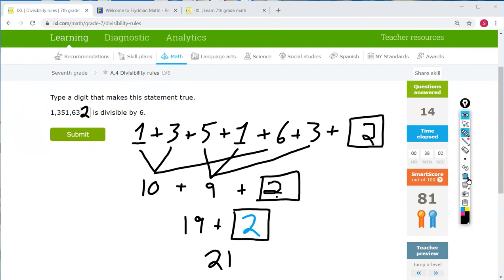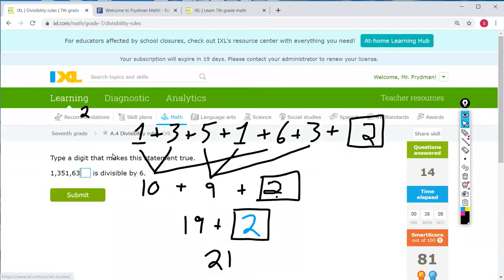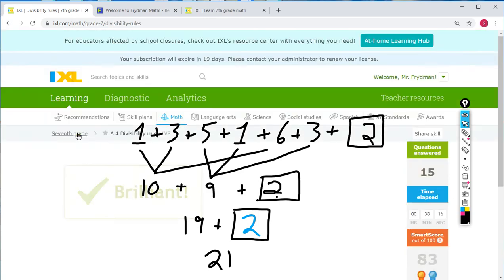So that is that, we're going to hit submit here. And what? Oh, yeah, I didn't actually type it in, did I? I just wrote it in. Okay, so let me type in 2 there and then hit submit.